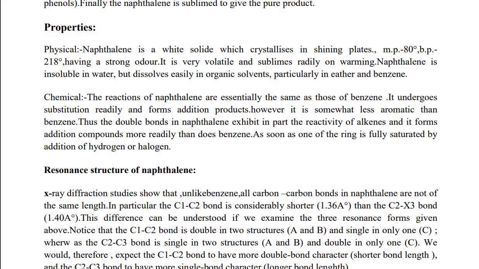Now, chemical properties. The reactions of naphthalene are essentially the same as those of benzene. It undergoes substitution readily and forms addition products. However, it is somewhat less aromatic than benzene. Thus, the double bonds in naphthalene exhibit in part the reactivity of alkenes, and it forms addition compounds more readily than does benzene, as soon as one of the rings is fully saturated by addition of hydrogen or halogens. Now, my friend, the resonance structure of naphthalene.